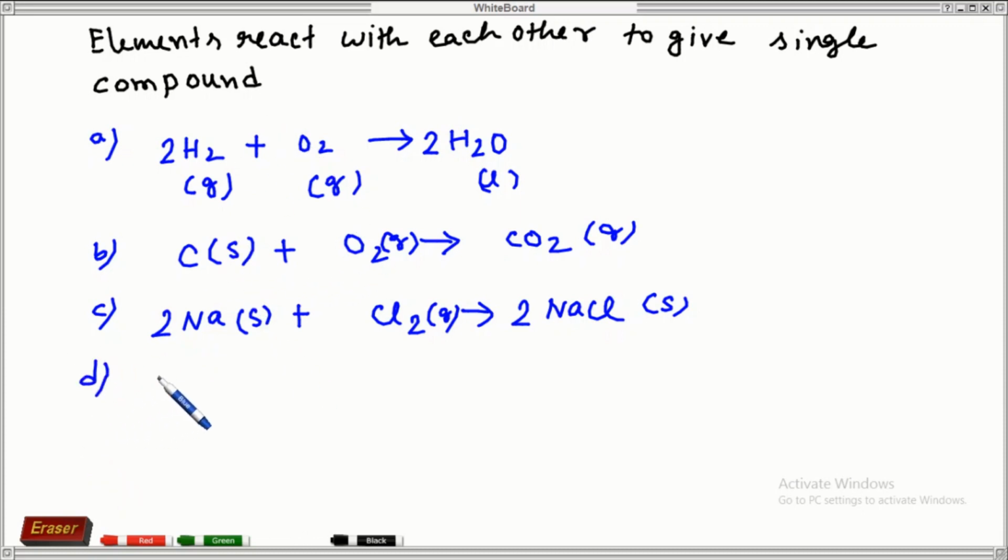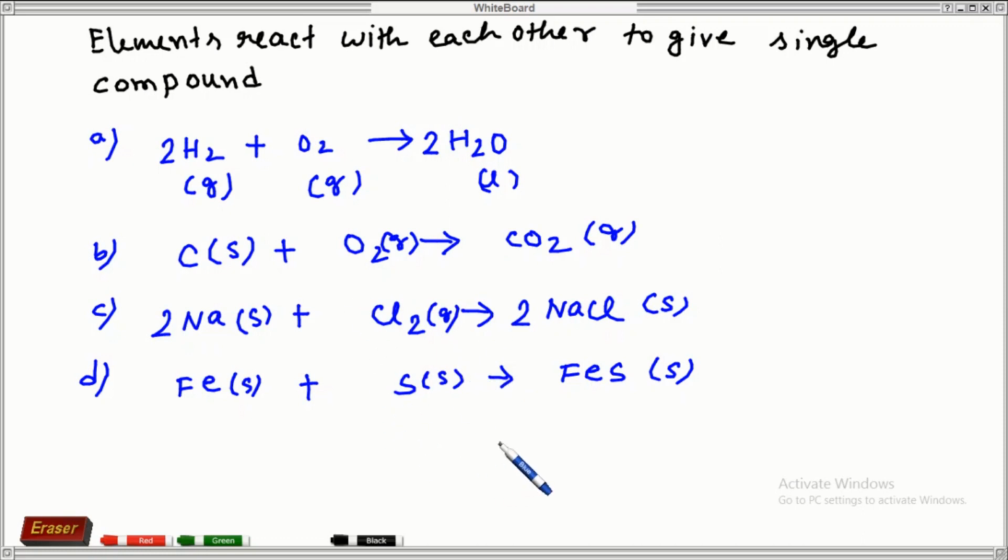Let me give another one to make it clear. We want to make FeS. So Fe reacts with sulfur. Iron reacts with sulfur. Sulfur and iron both are in solid state. And what do they give? They give FeS, that is iron sulfide, which is also in solid state. So here we get 4 examples where elements react with each other to give a single compound, which is a kind of combination reaction. Now come to another kind of combination reaction.